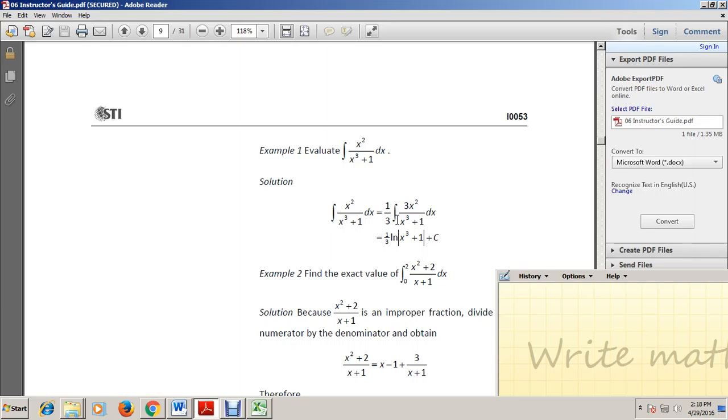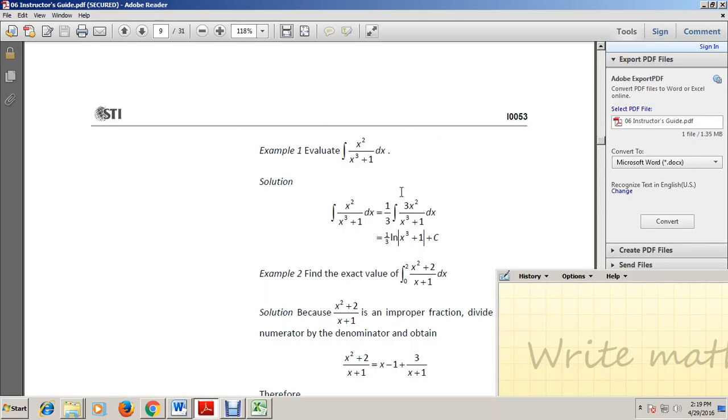The derivative of x cubed plus 1 becomes 3x squared dx. Now try to notice that in our original given expression, we already have x squared dx, and that same expression x squared dx appears in our derivative of u, which is 3x squared dx. So if you solve for x squared dx in terms of du, du over 3 is equal to x squared dx.